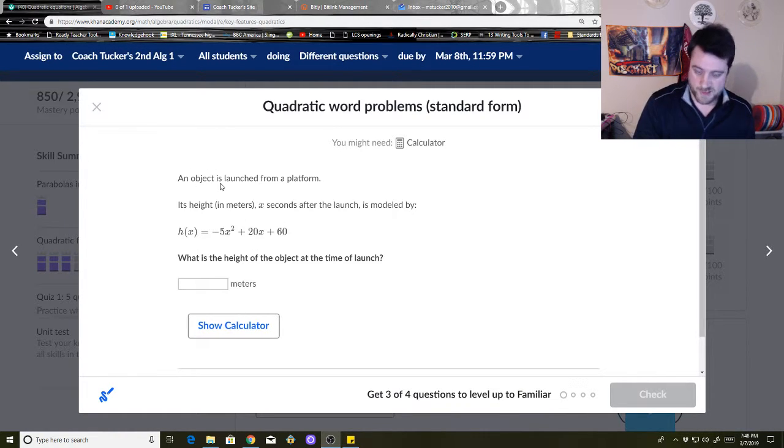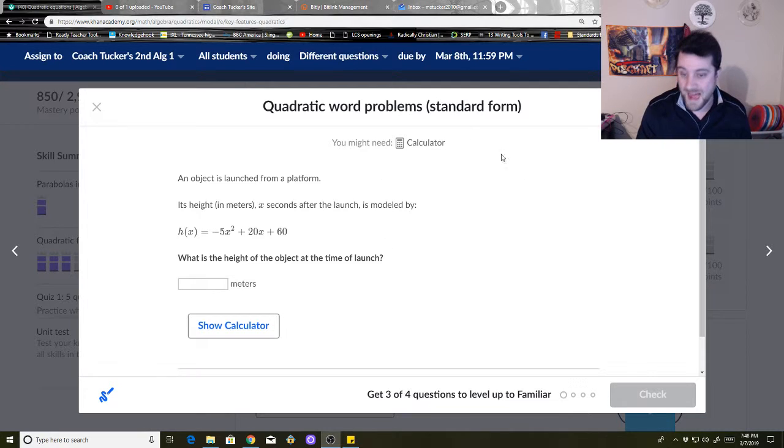So it says an object is launched from a platform. Its height in meters, x seconds after the launch, is modeled by the equation given. What is the height of the object at the time of launch? Okay. So like with all word problems, we've got to sit down and think about what the problem is asking and what things are being referenced. So what is the height of the object?